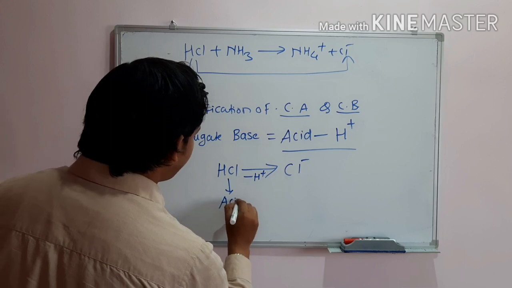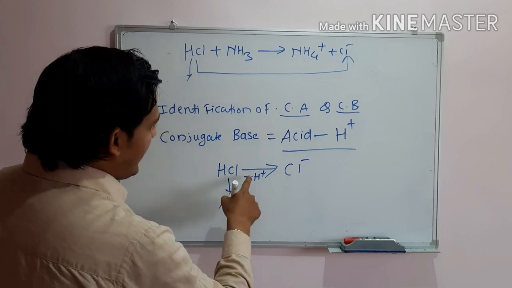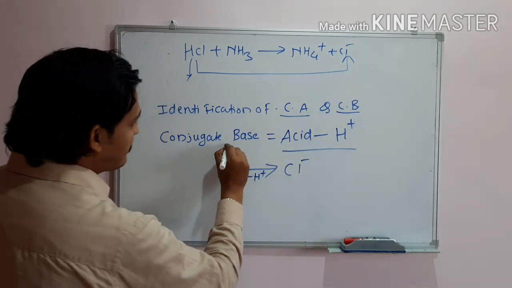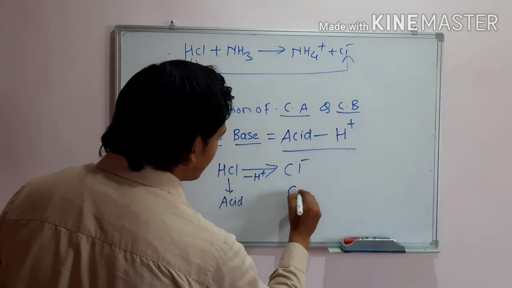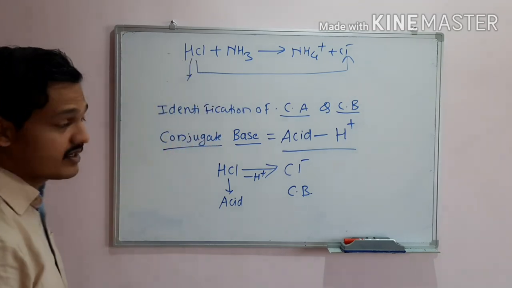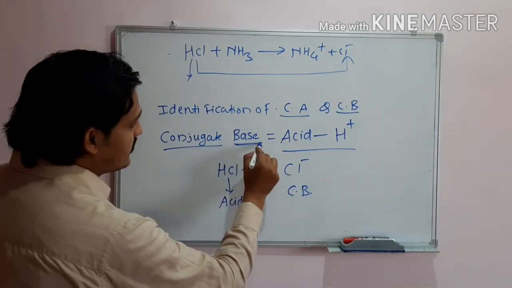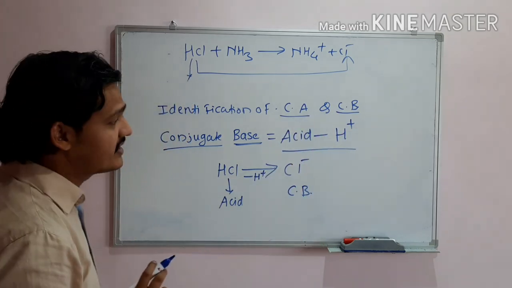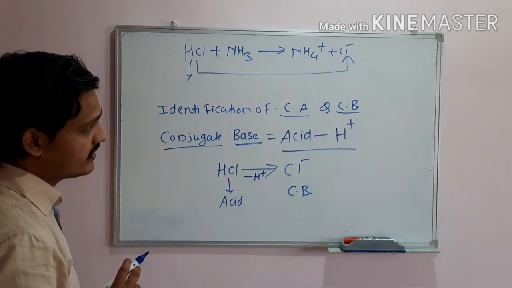HCl, it is only acid. Acid मधून एक proton minus केला आहे, त्याला म्हणायचं conjugate base. म्हणजे हा कोण झाला? Conjugate base. बघा focus करा, rule काय सांगतोय. Conjugate base means acid minus one proton. Okay.